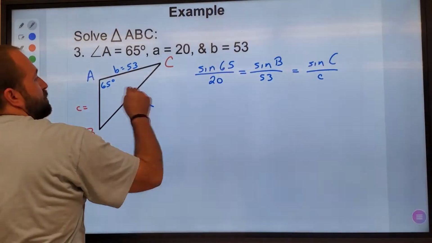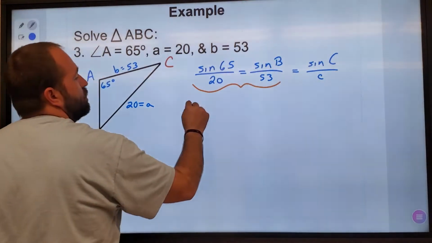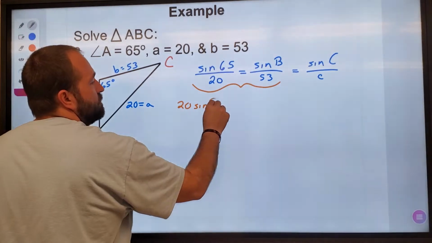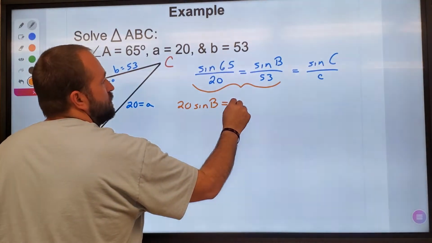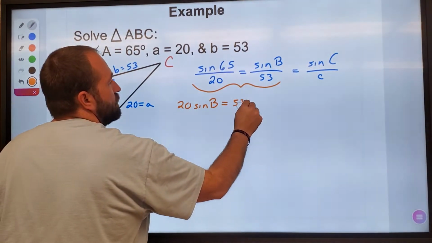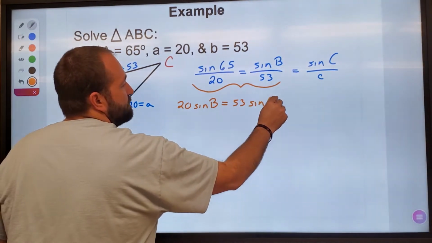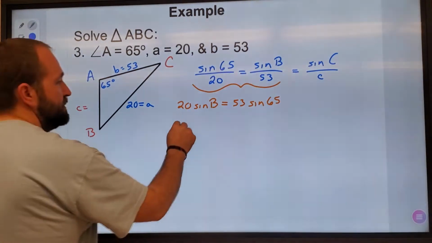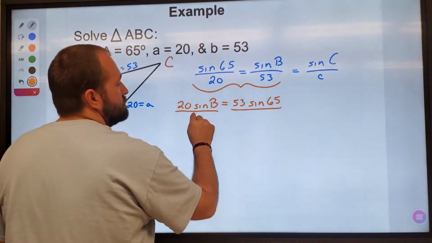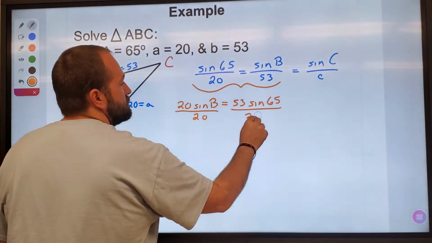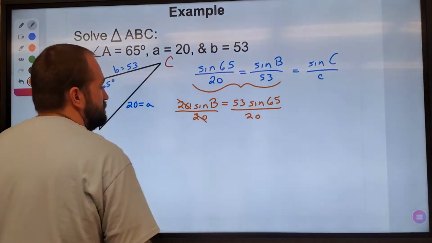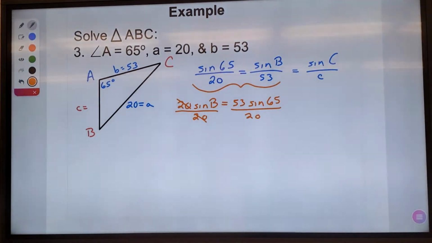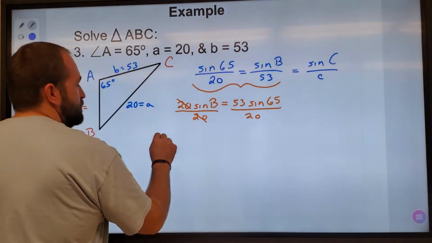Okay, so we got to cross multiply. We have 20 sine of B is equal to 53 sine of 65. We're going to divide both sides here by 20. Okay, and again, for the purpose of getting rid of sine, then we have to take the inverse sine of both sides. So again, I'm going to space it out here.